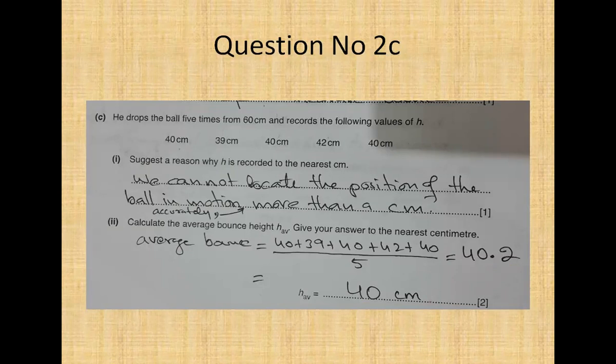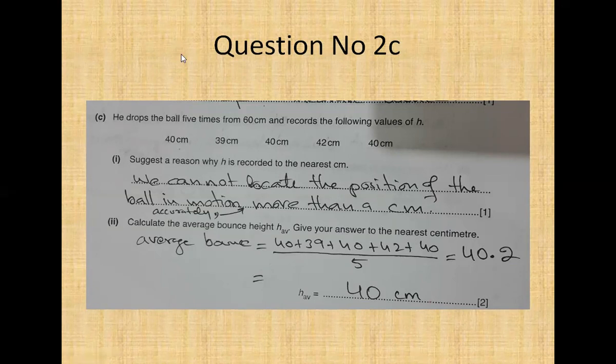We cannot locate the position of the ball in motion more accurately than a centimeter. Because there's some distance between the scale and the bouncing ball, and the ball is moving quickly, it's difficult to locate the position. So that's why we do not go beyond 1 centimeter. More than 1 centimeter accurate? No. For example, you cannot answer in millimeters here.